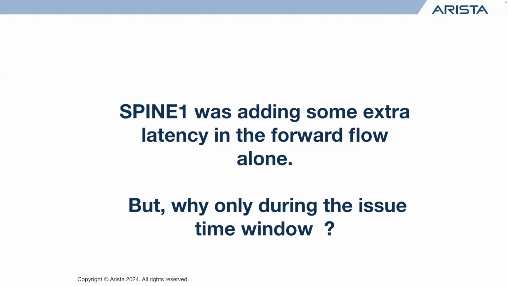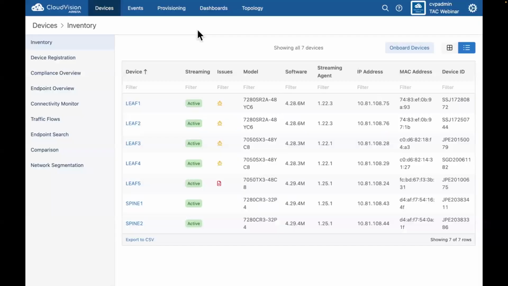So let's go ahead and check CloudVision to see whether there were any events happening on spine 1 during the time of the issue. Okay, let's log in to CloudVision now. On the screen, you see the CloudVision dashboard. Here we see all the devices which are streaming to CloudVision. From here, let's navigate to the events dashboard. So I'm going to click the events dashboard.